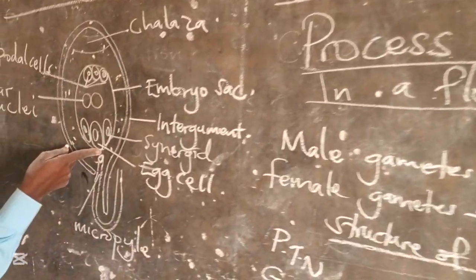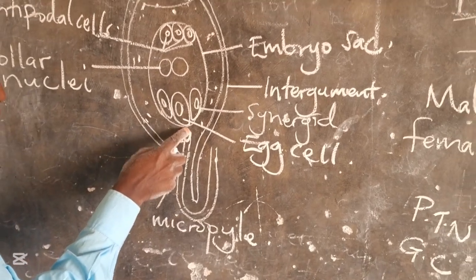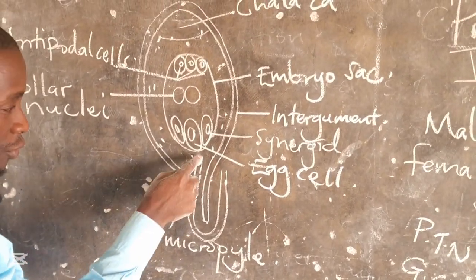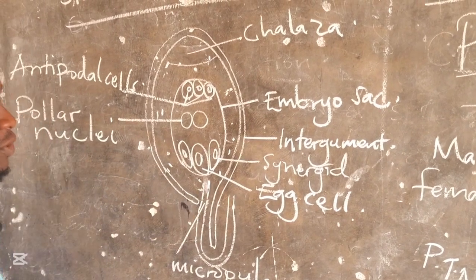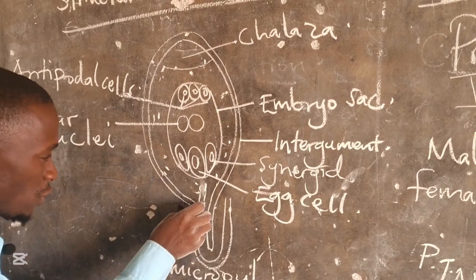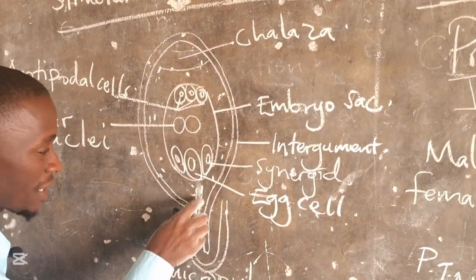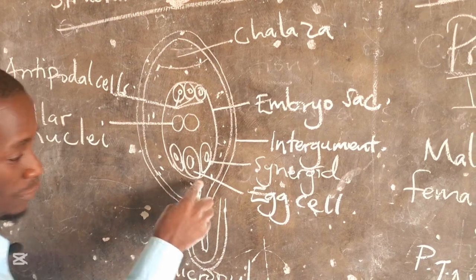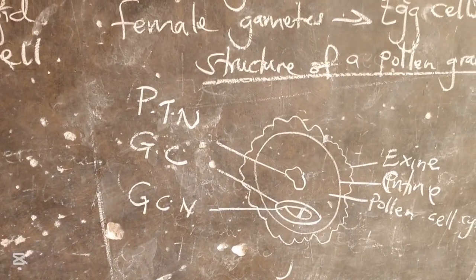the tip of this pollen tube will rupture. Rupturing means it will break. The tip will break. And once this tip breaks, the pollen tube nucleus will disappear. When the pollen tube nucleus disappears, remember, there are two male nuclei following the pollen tube nucleus that were made as a result of division of this generative cell nucleus.